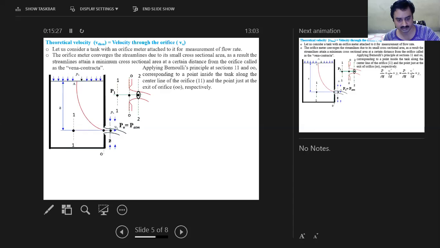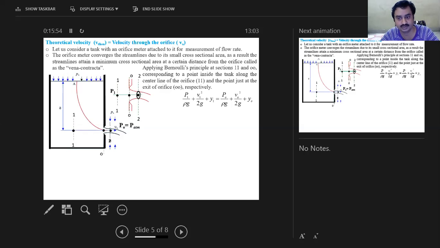So you can assume that one point is inside the tank and the other point is at the center of the orifice, and both of them are along the center line of the orifice, right? So let me apply Bernoulli's theorem. That is, the total energy head at both these points is constant, neglecting the losses.